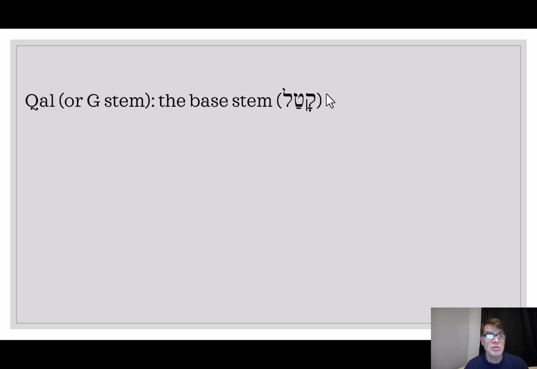Why did they choose qatal, to kill? I'm not sure why they picked that particular one. Maybe it's memorable. But one of the reasons they picked it is because it is a strong verb. All three consonants are strong. Nothing funny, no funny business with any of these consonants. They do what they're supposed to do. So that's one of the reasons.